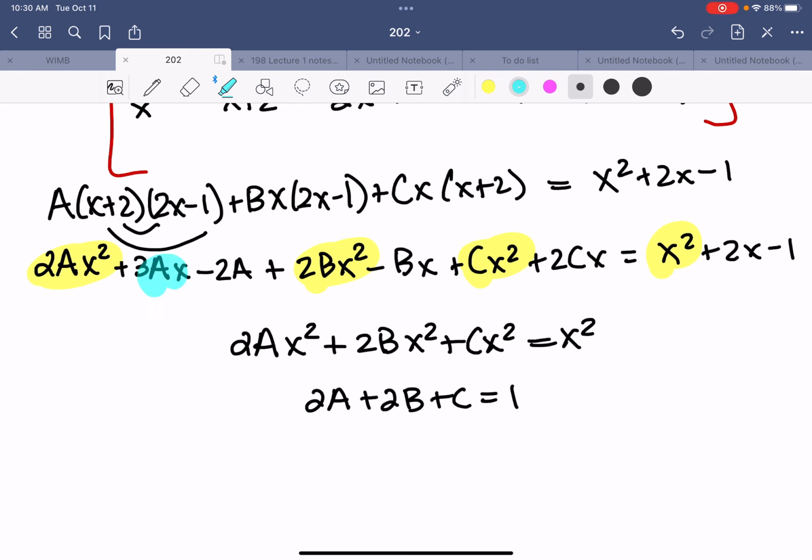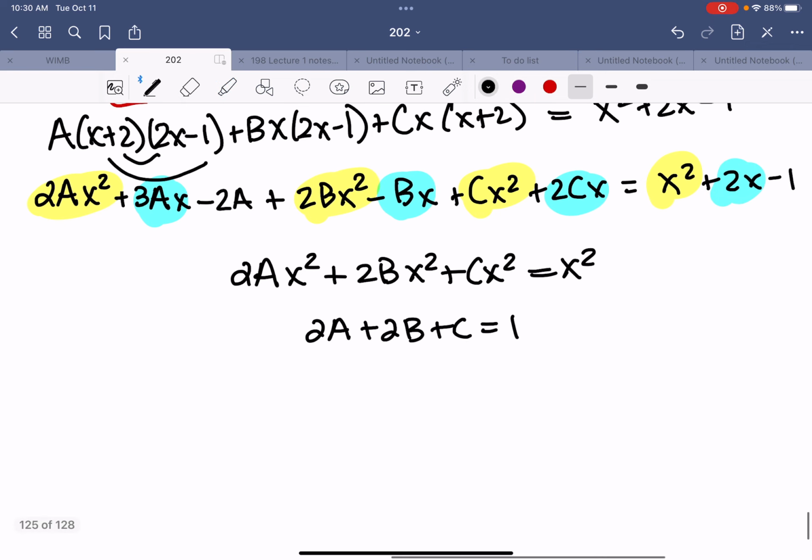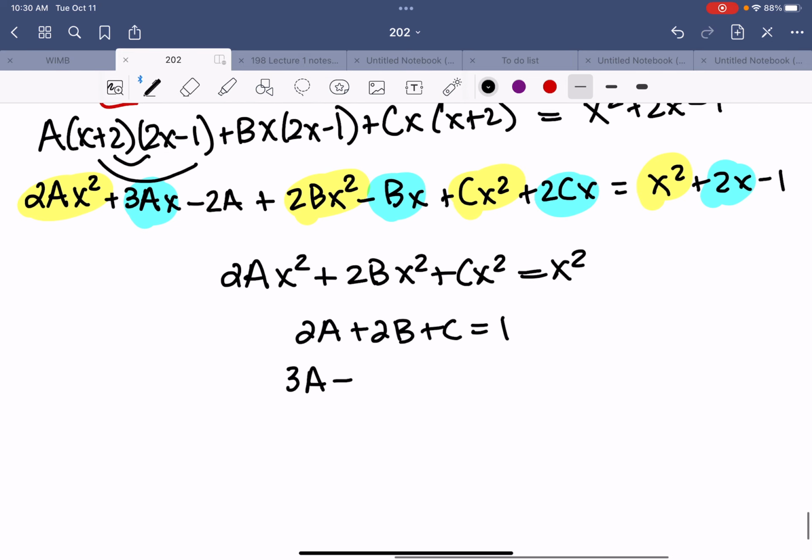Next, I've got 3ax, minus bx, and 2cx, and that's got to be equal to 2. So I'm going to have their coefficients be equal. So this is 3a minus b plus 2c, and that has to be equal to 2. And then lastly, I've got my constant terms, and negative 2a has to be equal to negative 1.